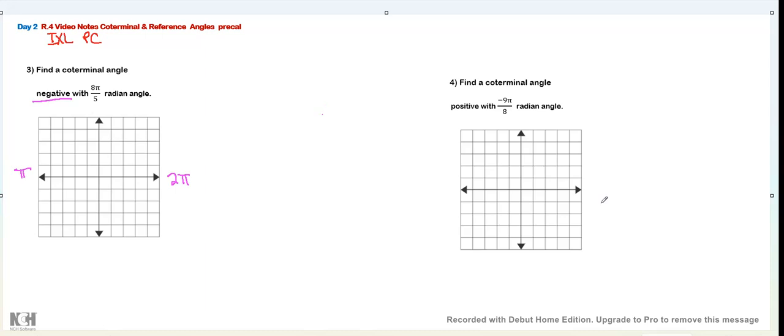Example number 3, we need to find a negative coterminal angle with an angle that has 8 pi over 5 radians. It's a radian angle, so we're not using degrees. If you remember, over here at 180 degrees, that makes 1 pi. So if an angle goes all the way around over here, pretty much a straight line, that is 1 pi. If you continue round to the full circle, that makes 2 pi.